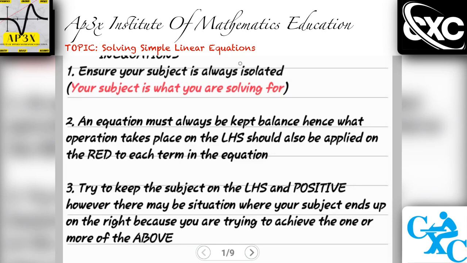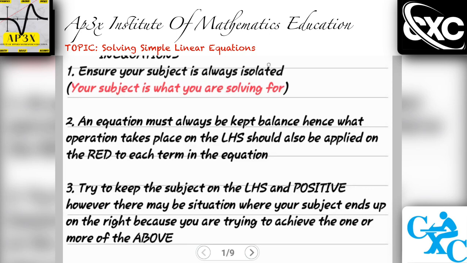Many students do not understand the importance of isolating your subject. Now it says here in red that your subject is what you're solving for. So if it says solve for x, then x is your subject. If it says solve for a, then a is your subject. And if it says solve for pi, then pi is your subject. So your subject is what you are required to solve for.